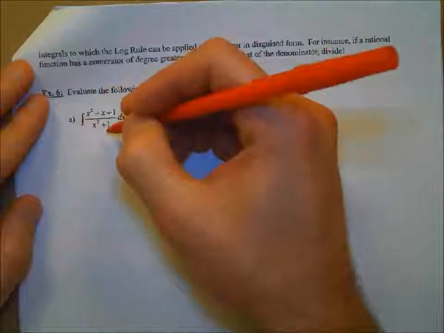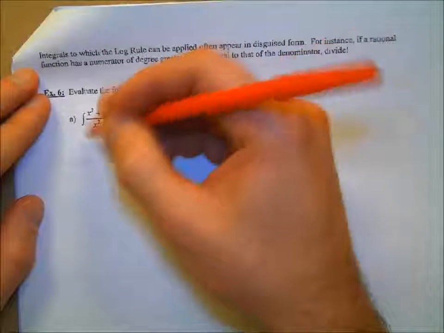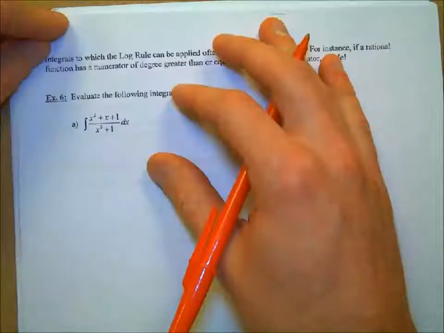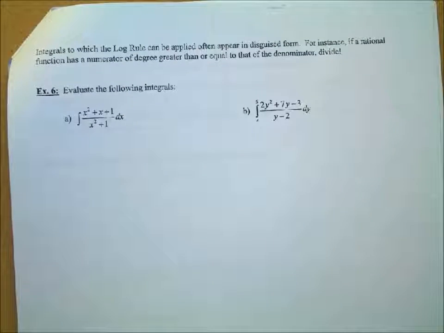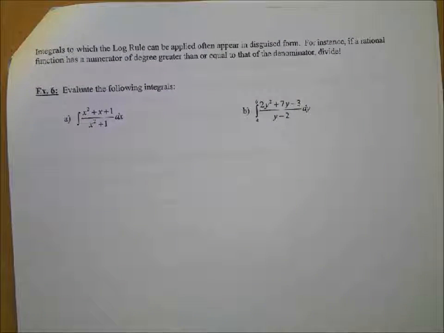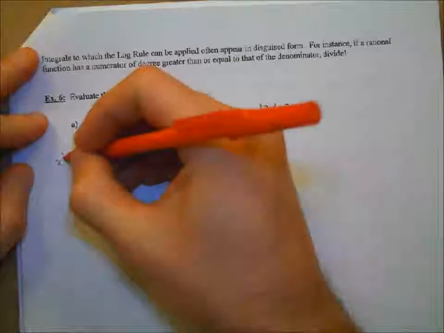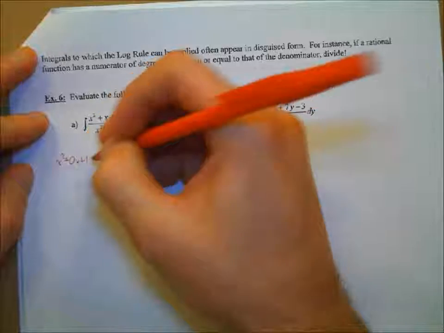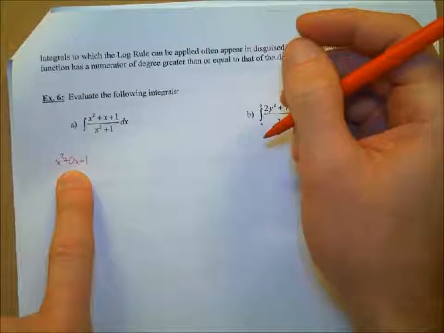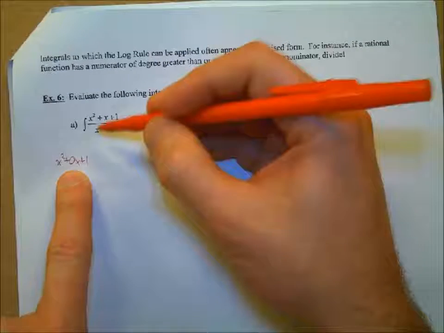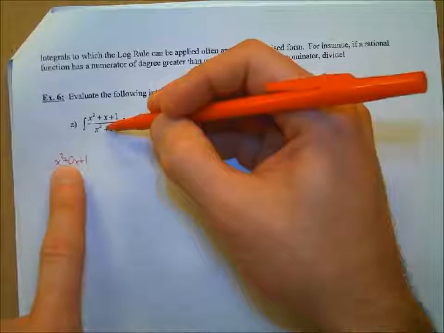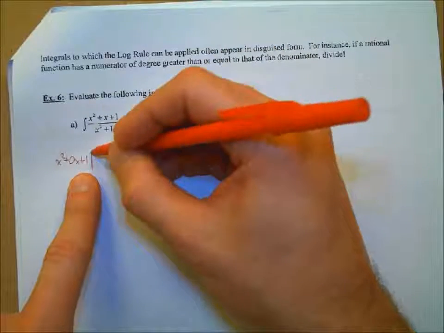A U-substitution won't work. If we let u be x squared minus 1, the du will be 2x. We need something squared there. So we can do long division. Algebra 2 all over again. Algebra 2, pre-calculus, it's all coming together, folks.